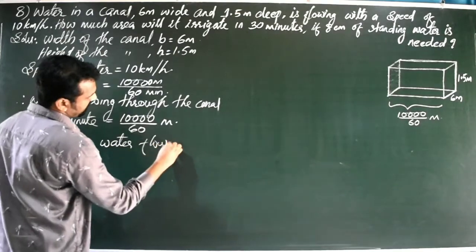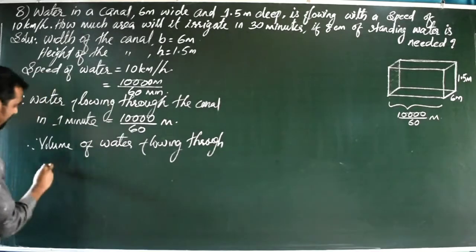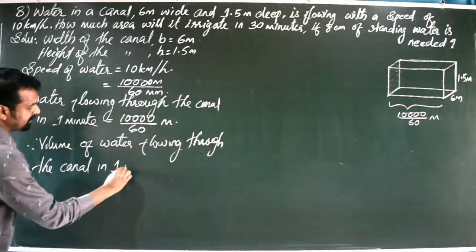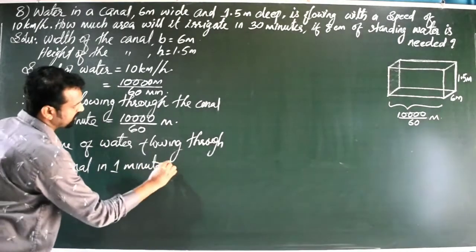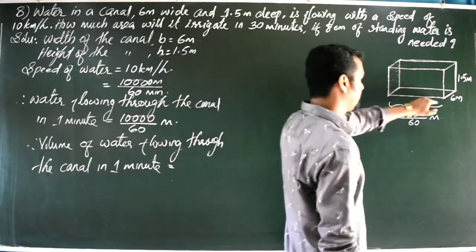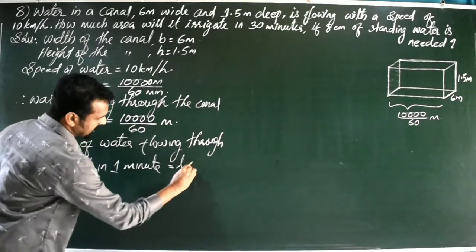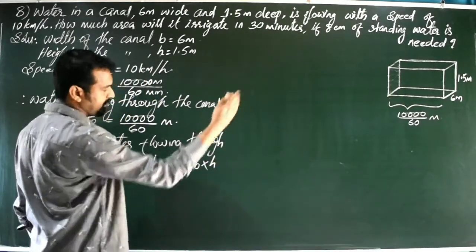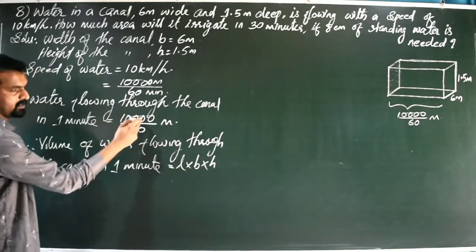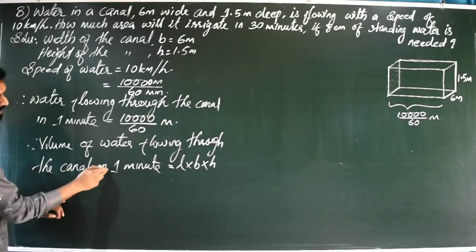flowing through the canal in 1 minute is equal to, how can we find out the volume of the water flowing through the canal in 1 minute? It is equal to length into breadth into height, because it is in the form of a keyboard. Then length is, that is water flowing through the canal in 1 minute, that is the length. That we will take length for finding out the volume of water flowing through the canal in 1 minute.